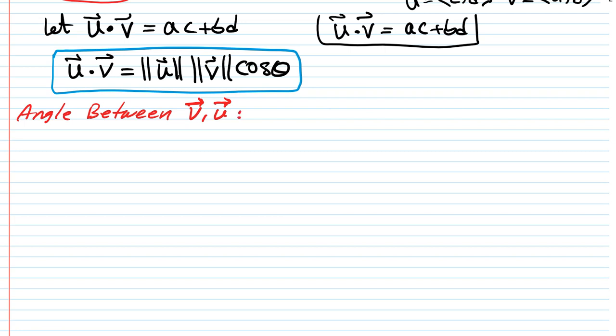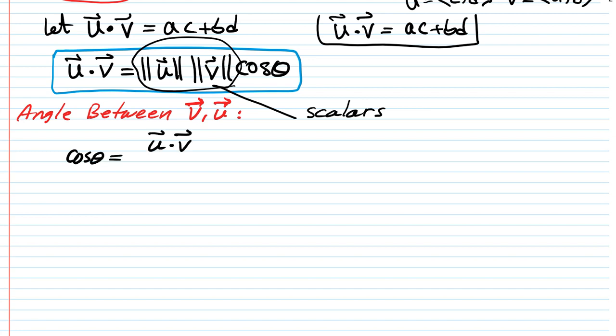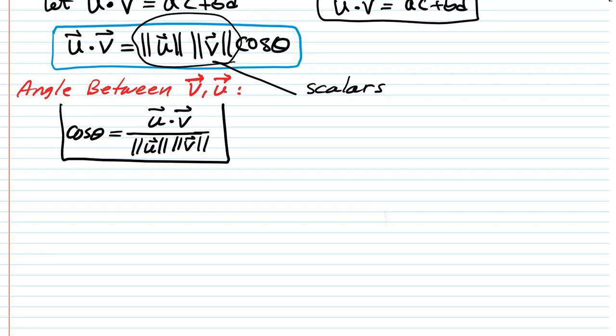The angle between two vectors, well, if we divide both sides by magnitude of u and magnitude of v, remember, those are numbers, which we call scalars. So that product is just going to be a scalar, a real number. So I can divide both sides by that. Therefore, I have u dotted with v divided by magnitude of u, magnitude of v. And there we have it. You see that? And this will give us the cosine of the angle between them.